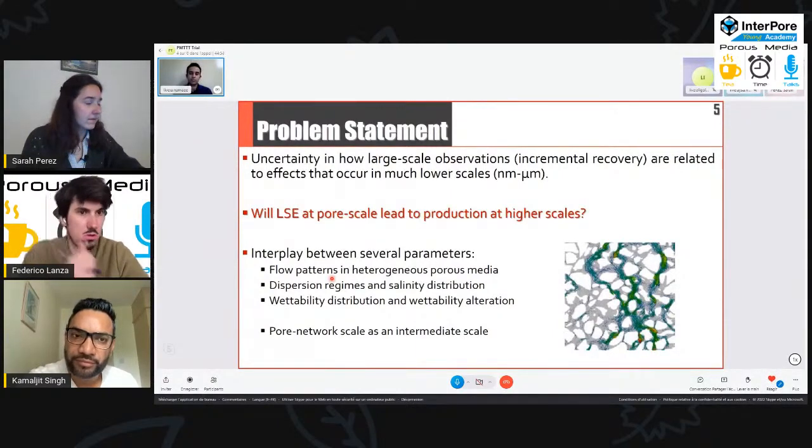So we have to focus on this pore scale as an intermediary scale and study what is really going on and what insights we can derive out of it.